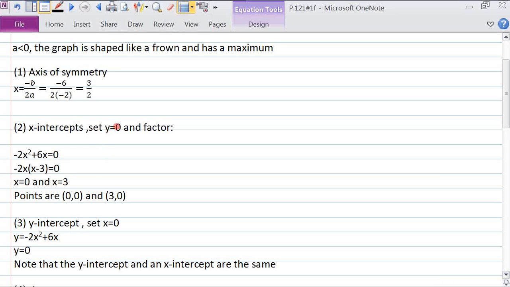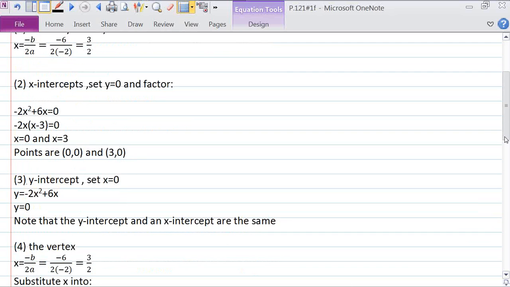So we know y is 0. So when x is 0, y is 0. So that's this point. That's one of the points of the x-intercepts. And when x is 3, y is 0. That's the other point. So here are the two x-intercepts.